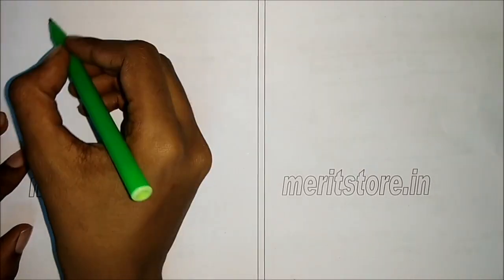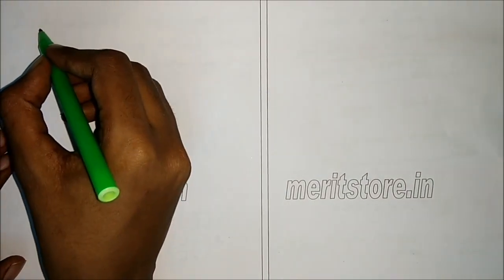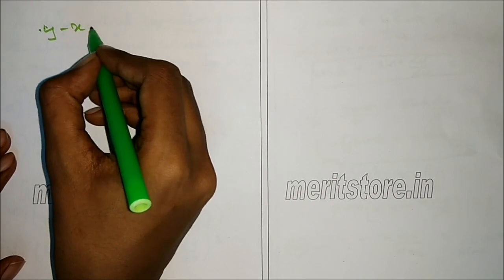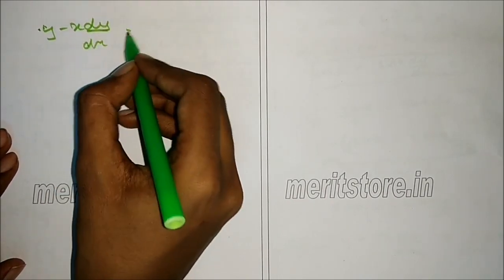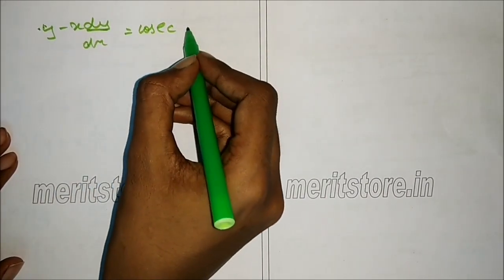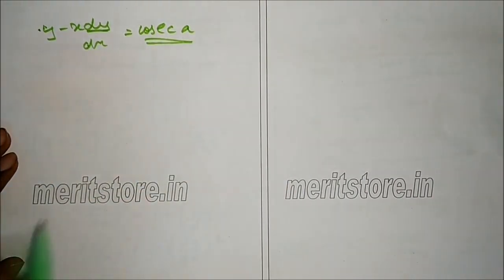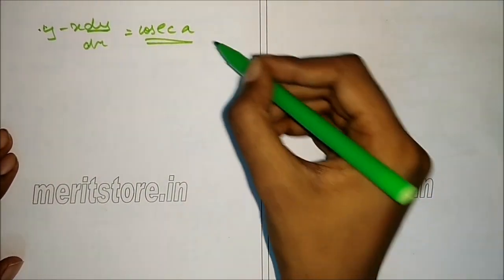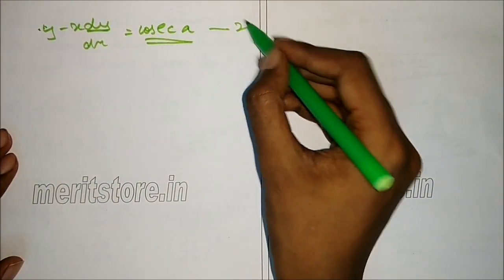So what we had so far is y minus x dy by dx equals cosec A. Now we have to remove this cosec A term and replace it with something else, so we get a differential equation. So this was equation 2.